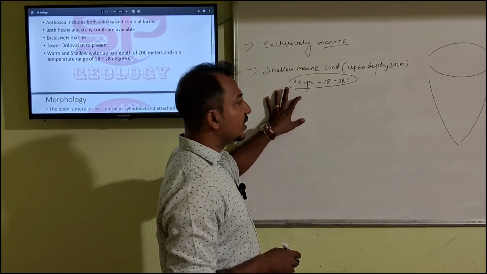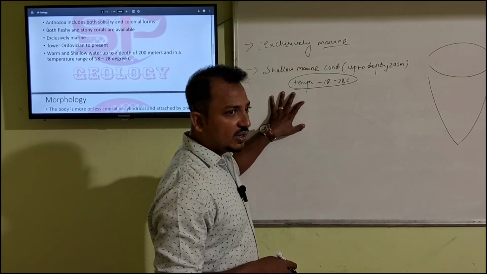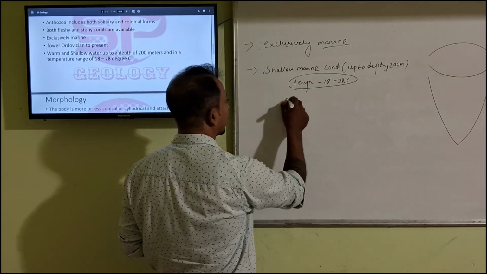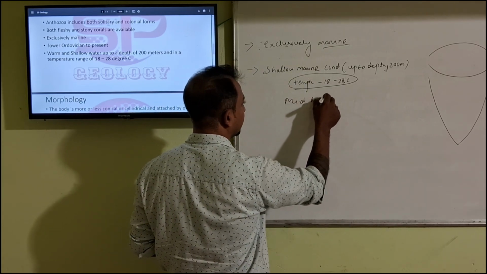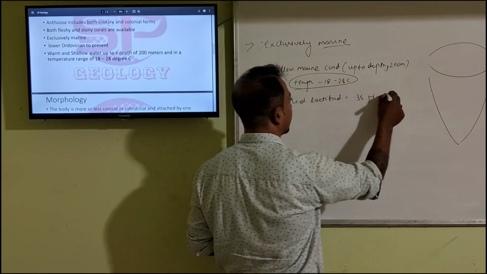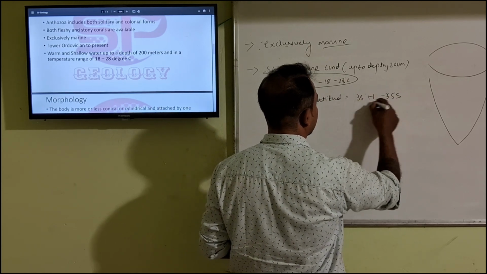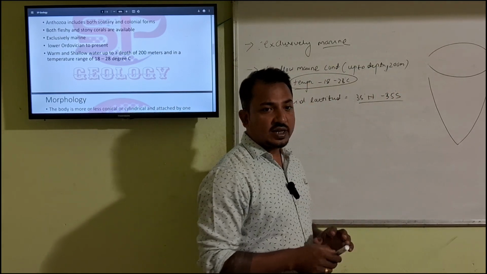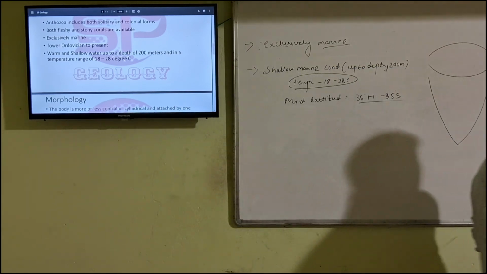Then mostly corals are found in the mid latitude region. Found in mid latitude, you find 35 degrees north to 35 degrees south. Okay, so these are some characteristics of corals. Then move to morphology.